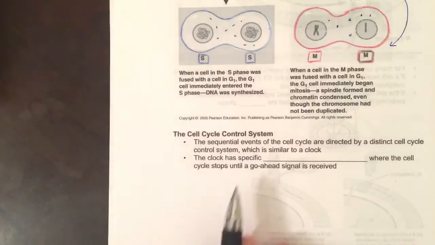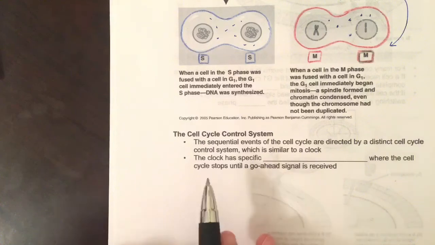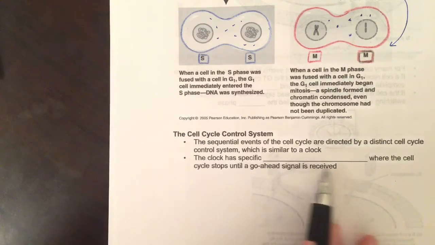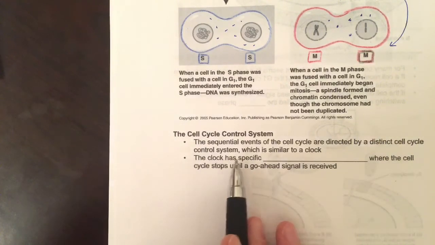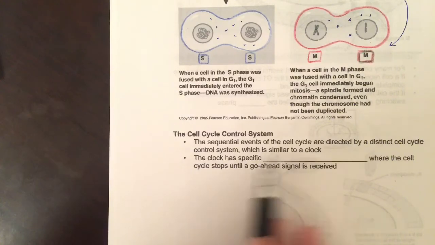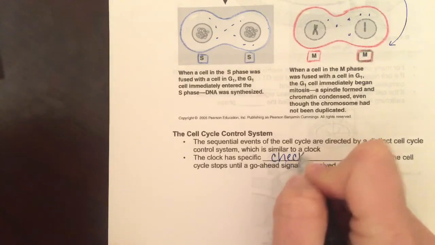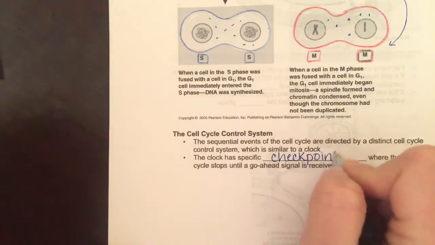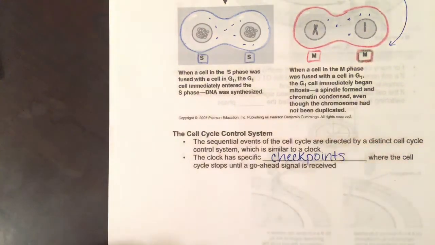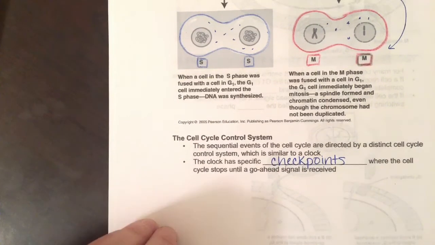So let's look at what these chemical signals may be. So, the cell cycle control system. The sequential events of the cell cycle are directed by a distinct cell cycle control system, which is similar to a clock. The clock has specific checkpoints where the cell cycle stops until a go-ahead signal is received.